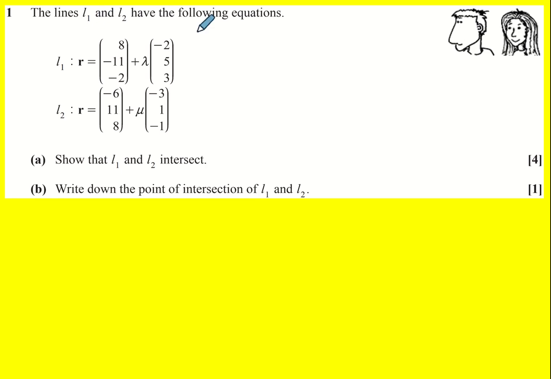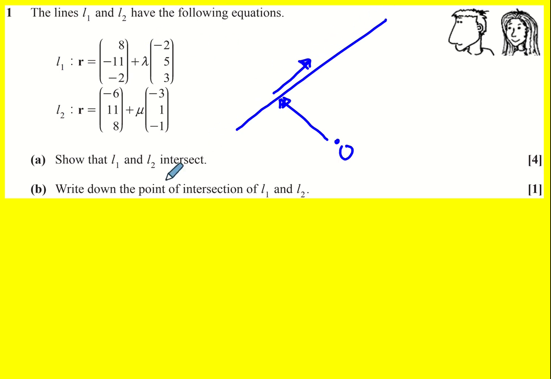We have two lines given in this question and they're given by vector equations. I just want to remind you what these vector equations represent. So this is the line, and let's say we've got an origin. Then the first vector is a position vector, and it gets us from the origin onto the line somewhere. Then the second vector is a direction vector, and it takes us along the line. And the fact that we've got lambda decides how far along the line we go.